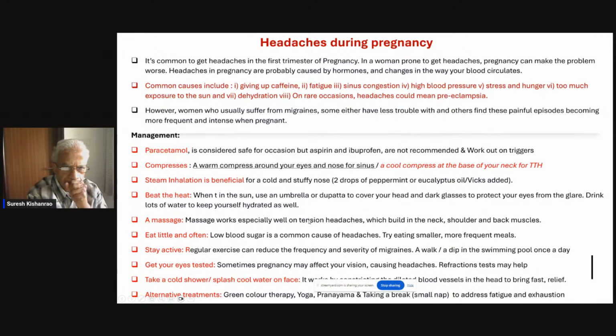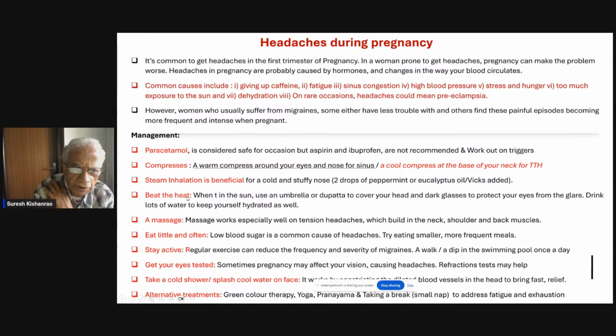And the management there usually starts with simple treatment with paracetamol. Usually we do not recommend aspirin and ibuprofen for pregnant women. Cold compresses over the forehead, eyes and nose will help. Steam inhalation is highly beneficial, either plain steam or adding some eucalyptus oil or Vicks, which is of great use.